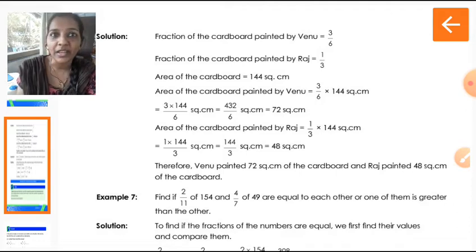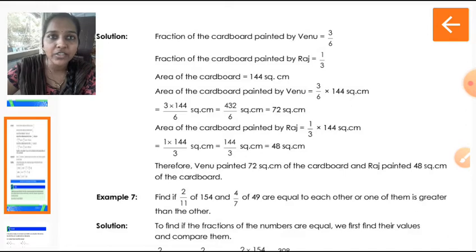Okay, area of the cardboard painted by Venu. So for that you can multiply 3 by 6 with 144. That is, you can multiply the fraction given with the area. Okay, now 3 by 6 into 144, you can multiply 3 into 144 first, then divide the answer by 6. Then you will get the answer 72 square centimeter. So area of the cardboard painted by Venu is 72 square centimeter. Got it, children?